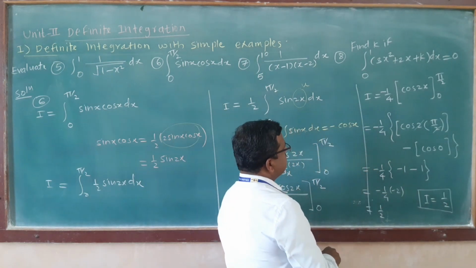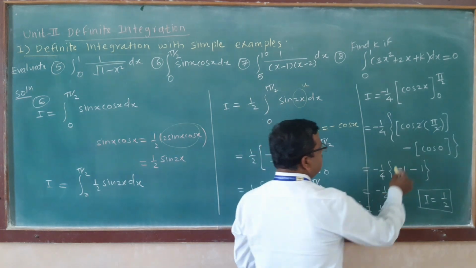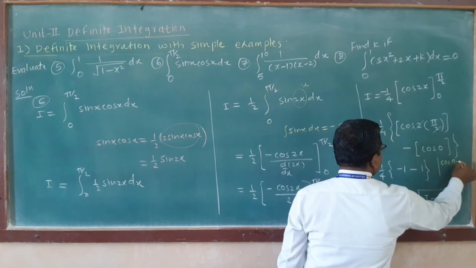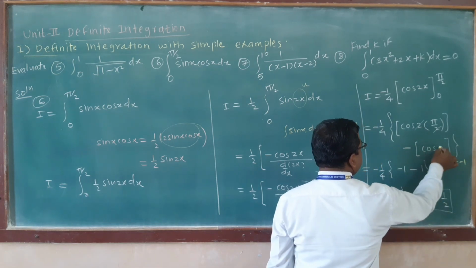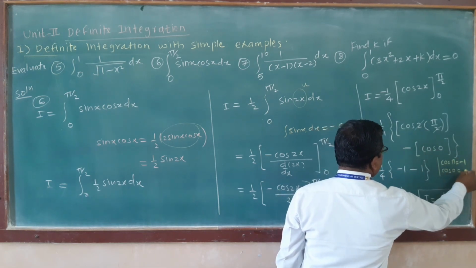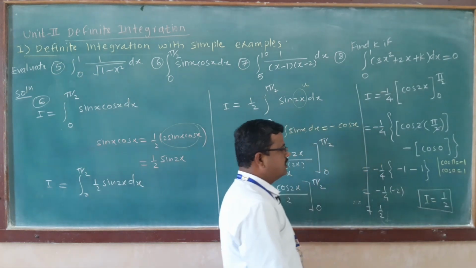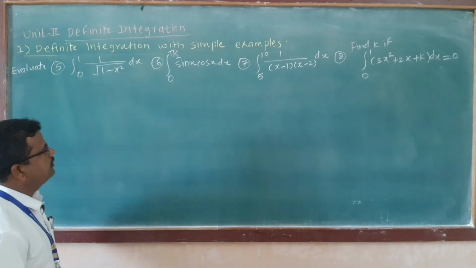Remember this is cos pi, which is equal to minus 1, and this is cos 0, which is equal to 1. So, in this way we get the value of I is equal to 1 upon 2.